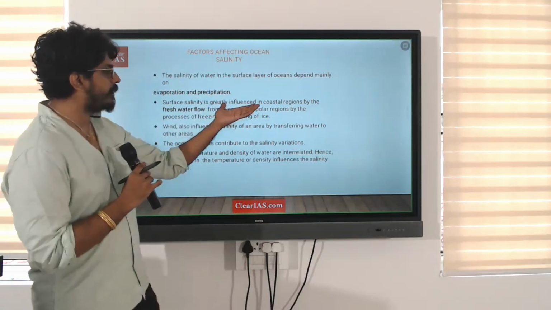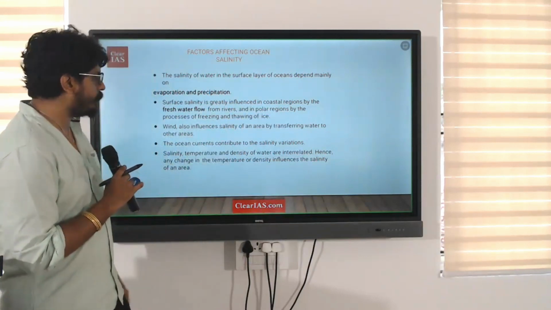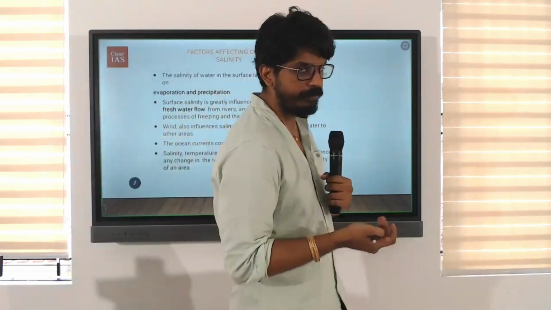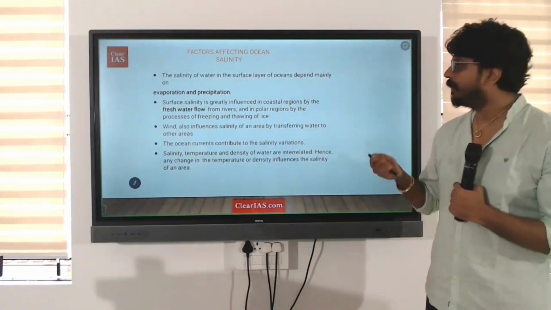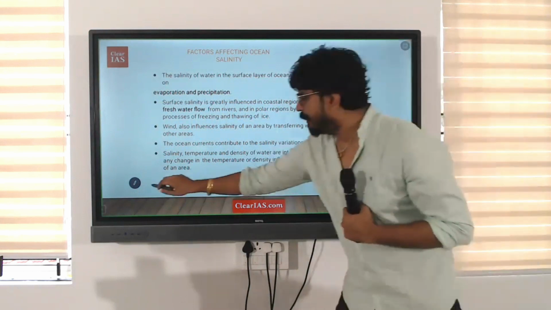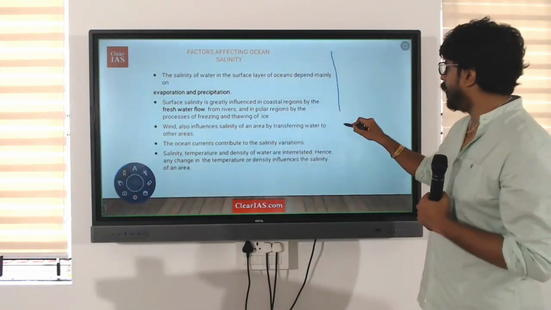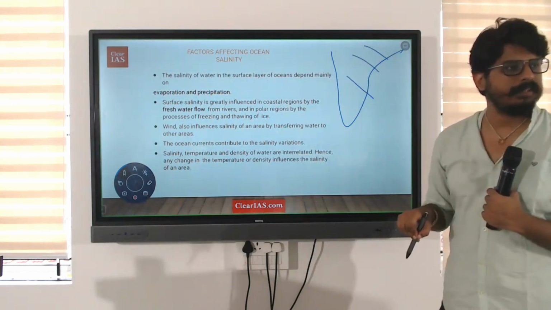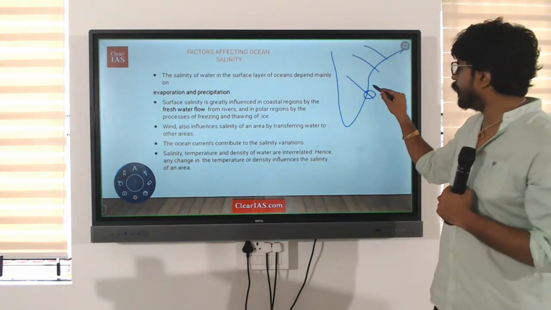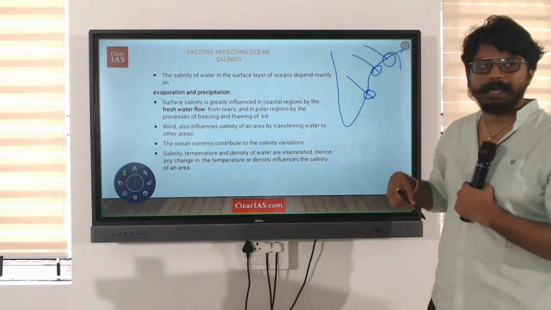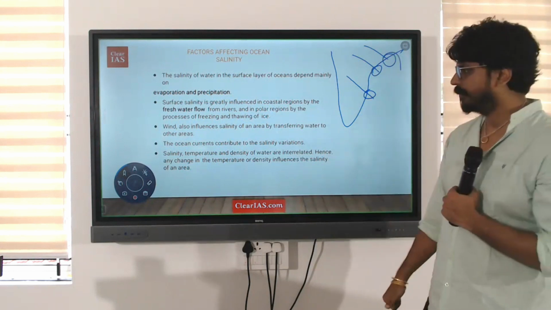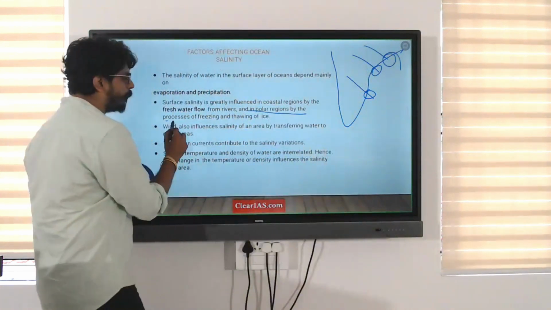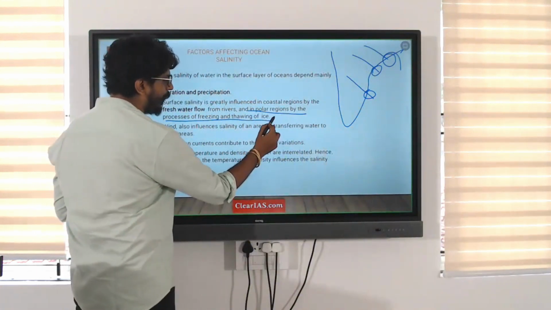Surface salinity is greatly influenced in the coastal region by the fresh water flow from the rivers. So you can see that many rivers in peninsular India open into the Bay of Bengal, right? So in this part, you can see the salinity would be comparatively lesser because of the rivers, and in the polar region by the process of freezing and thawing of ice.